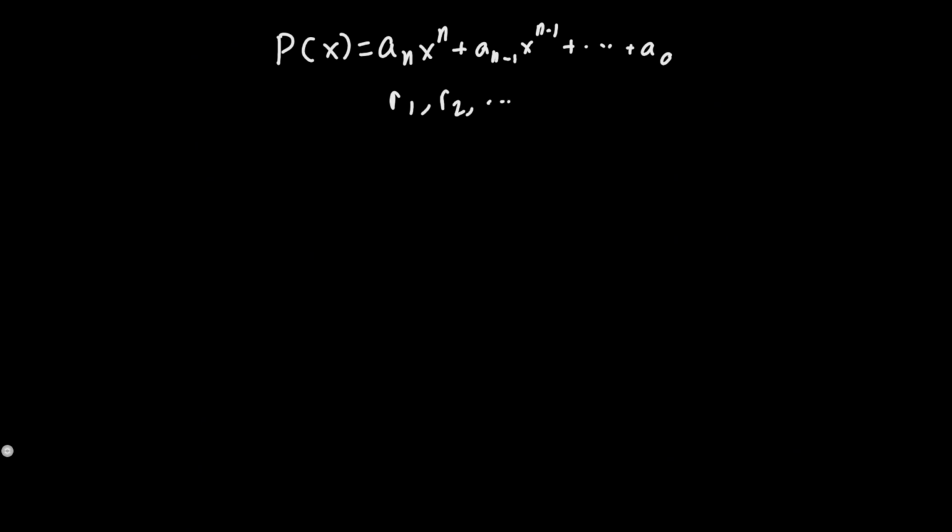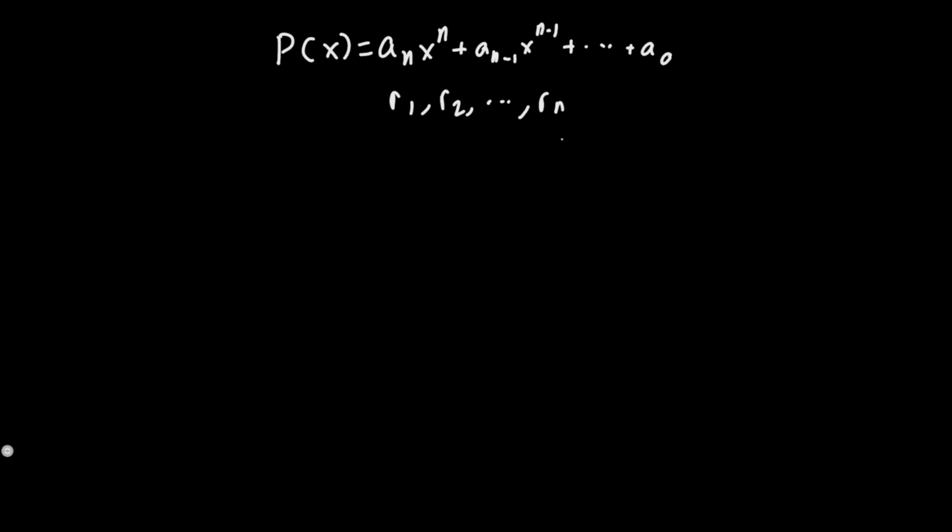So to put it simply, our polynomial p of x, we could say that it is a general polynomial a_n x^n plus a_(n-1) x^(n-1), plus so on up until the constant a_0. And the roots of p of x are r_1, r_2, and so on up until r_n, given by the fundamental theorem of algebra.